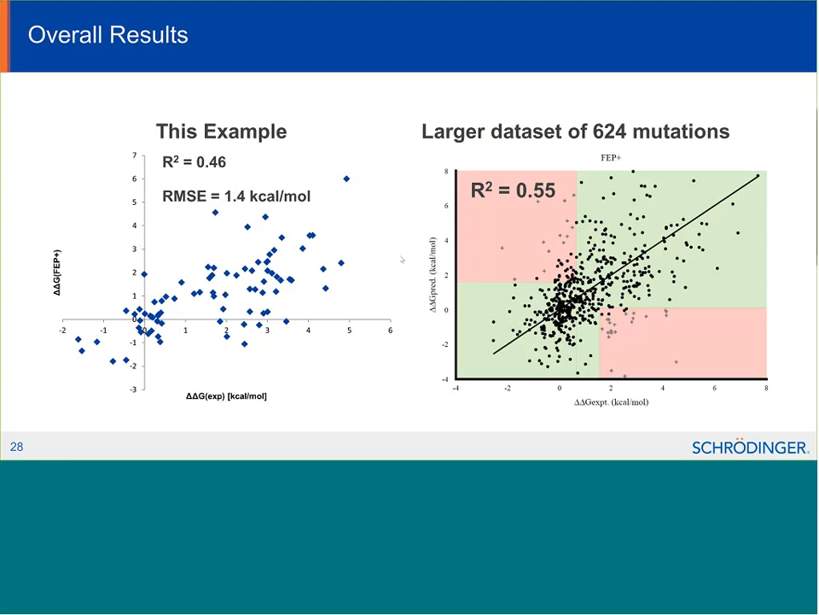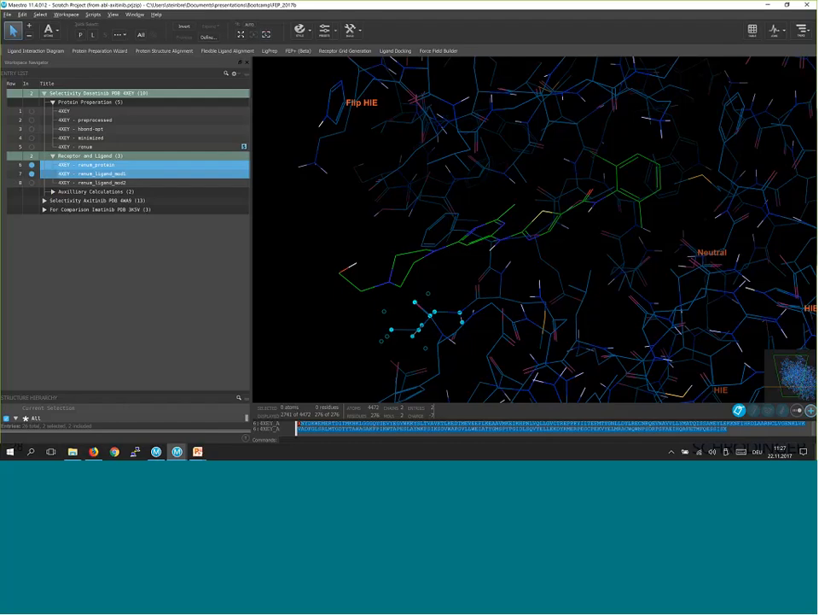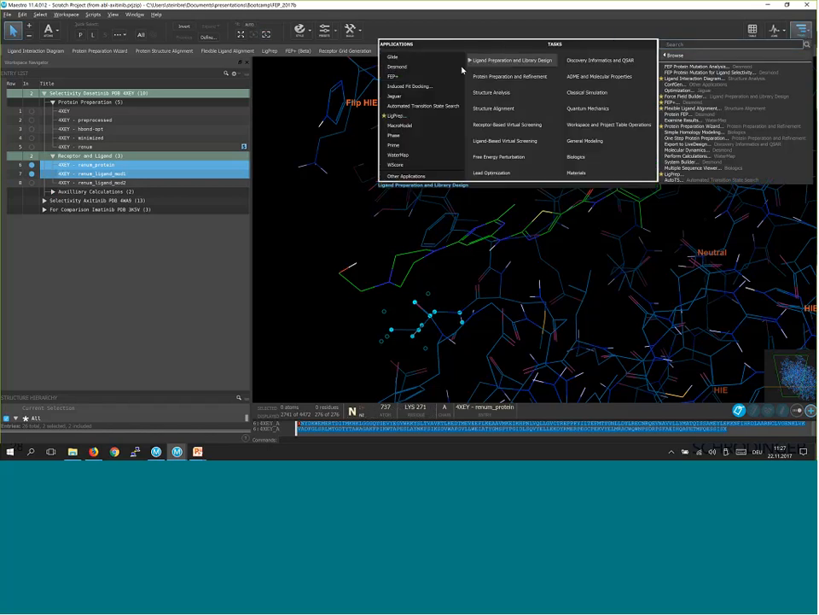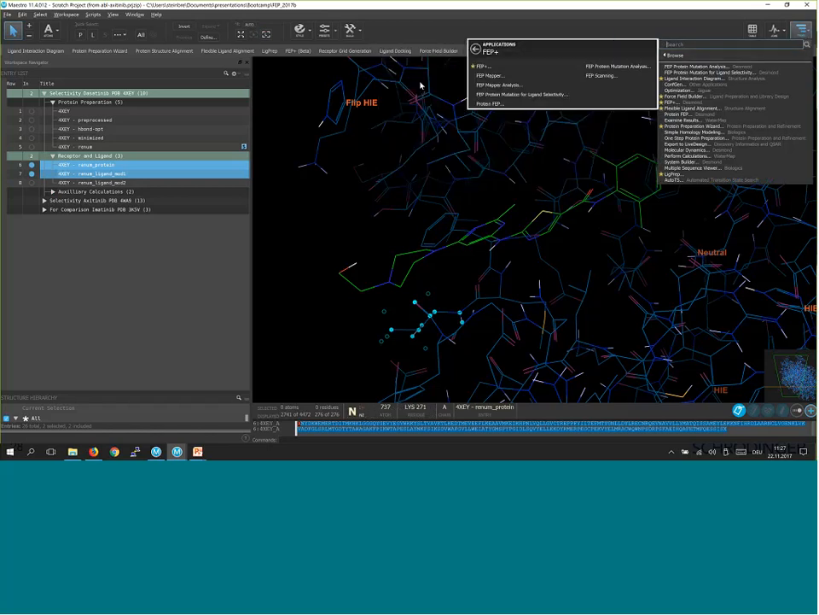On the right here, I have a graph from a soon-to-be submitted manuscript that looks at a somewhat larger data set of 600 mutations over various proteins and comes to pretty similar results. We get a noisy but decent correlation between predicted binding free energy changes and experimental binding free energy changes. That is already available as a GUI in Maestro. I don't plan to demo very much about it because the GUI looks exactly the same as the one for the selectivity mutation.